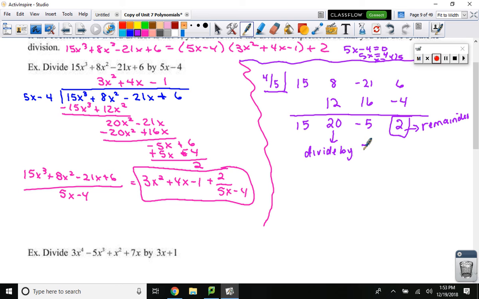If you do not remember to do that, then synthetic's not going to be any good for you. All right? So divide by 5, and then that gives me 3, 4, and -1 as my values. And then my answer is this, right? 3x squared plus 4x minus 1 plus my remainder, which did not change, over 5x minus 4.